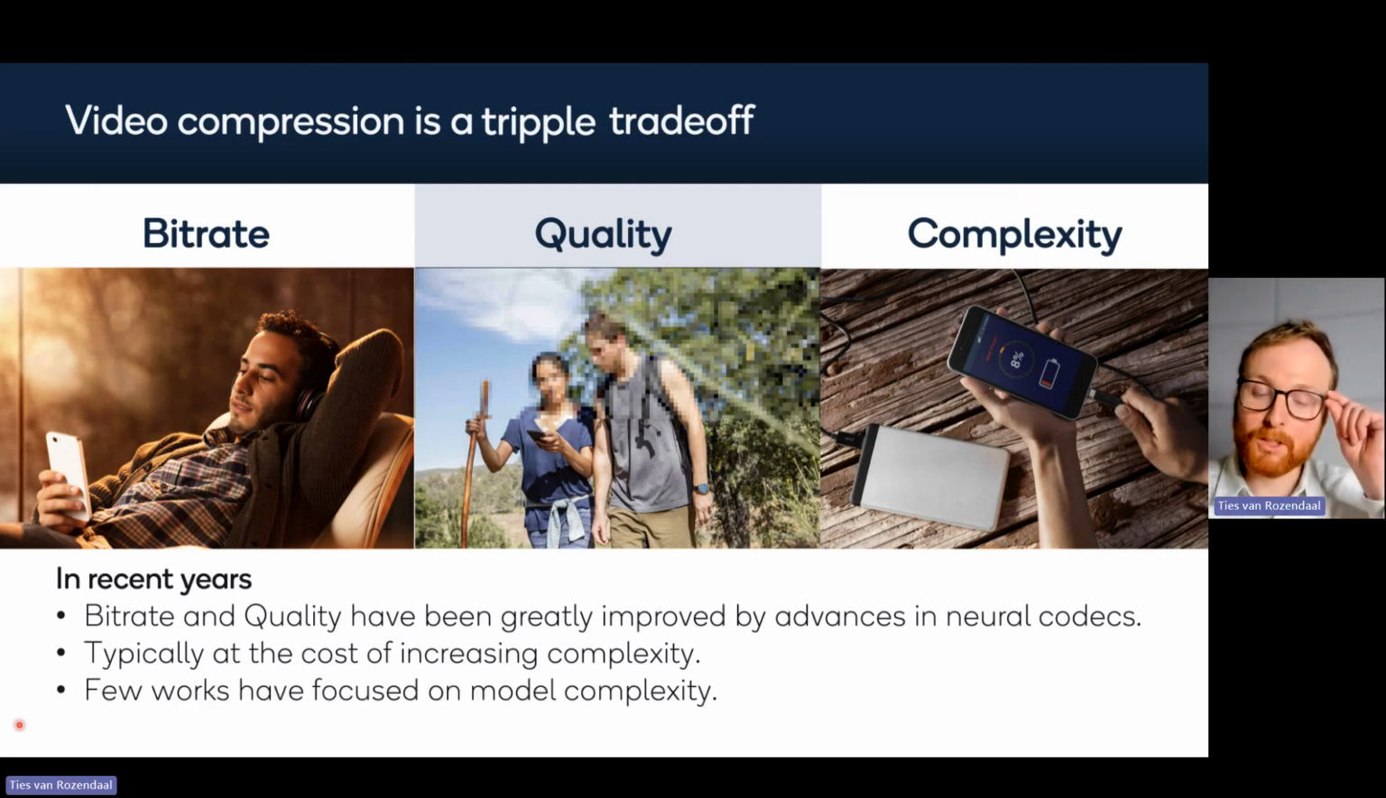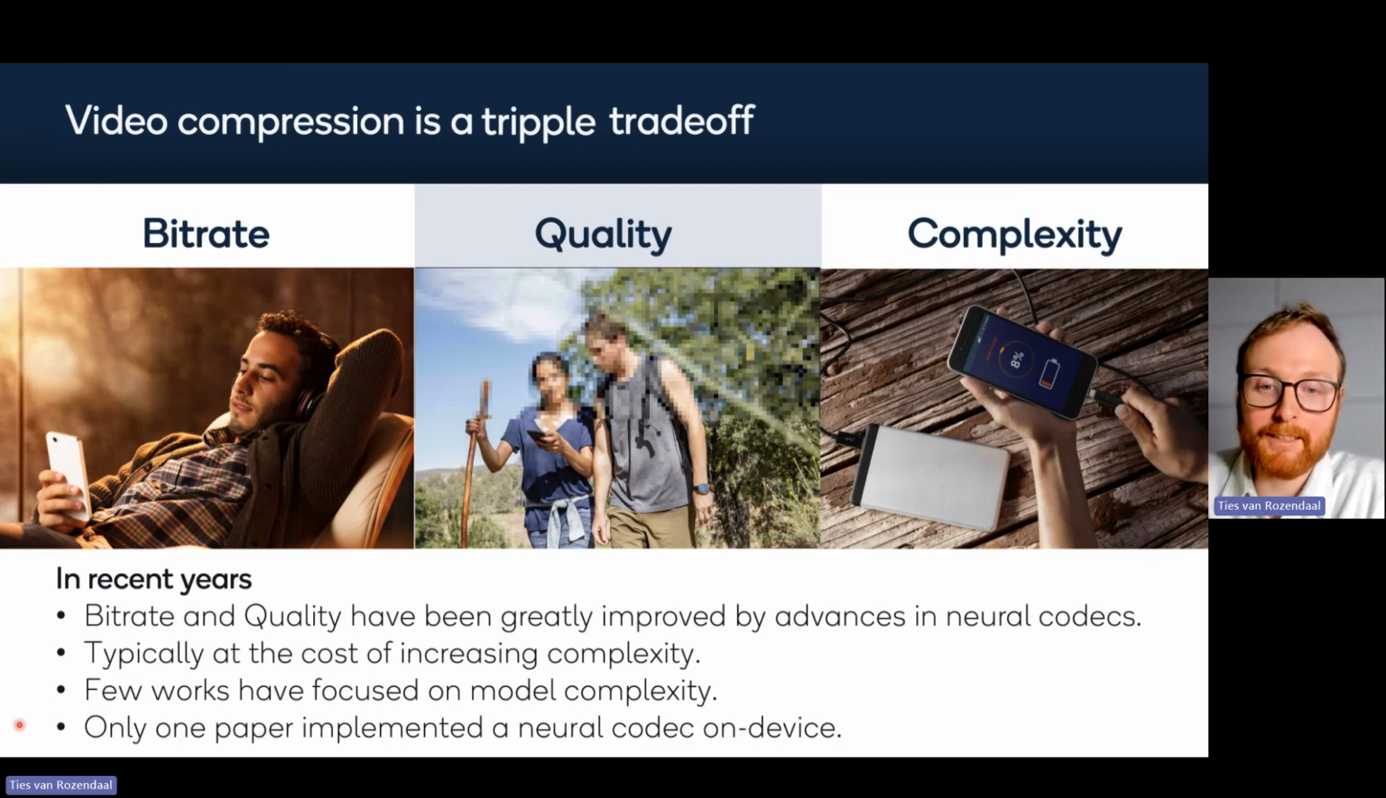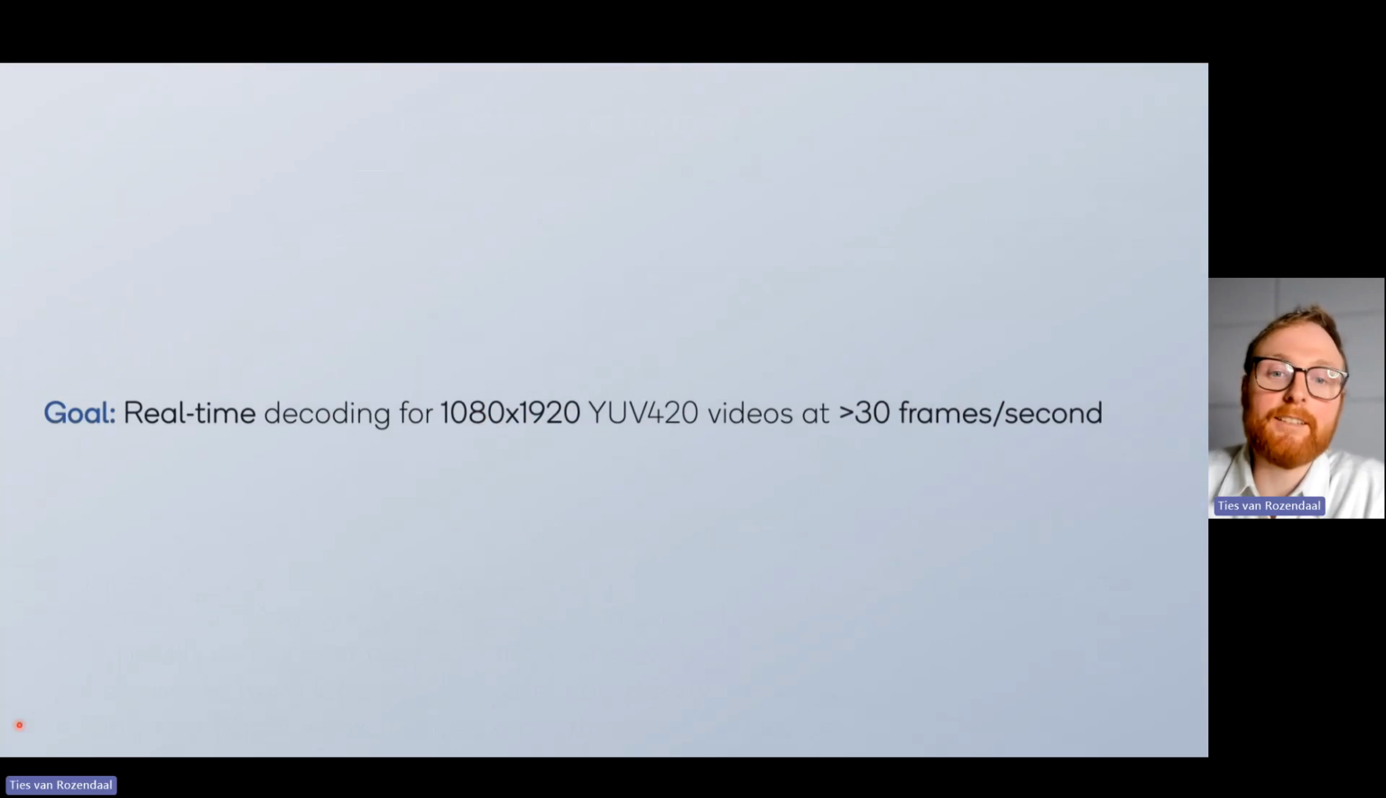However, very few works have actually focused on model complexity, and there's only one paper that implemented a neural codec on a mobile device. However, this paper only tested their mobile codec on 720p video. And in fact, our goal is real-time decoding for 1080p video of the YUV 420 color space at 30 frames per second or more.